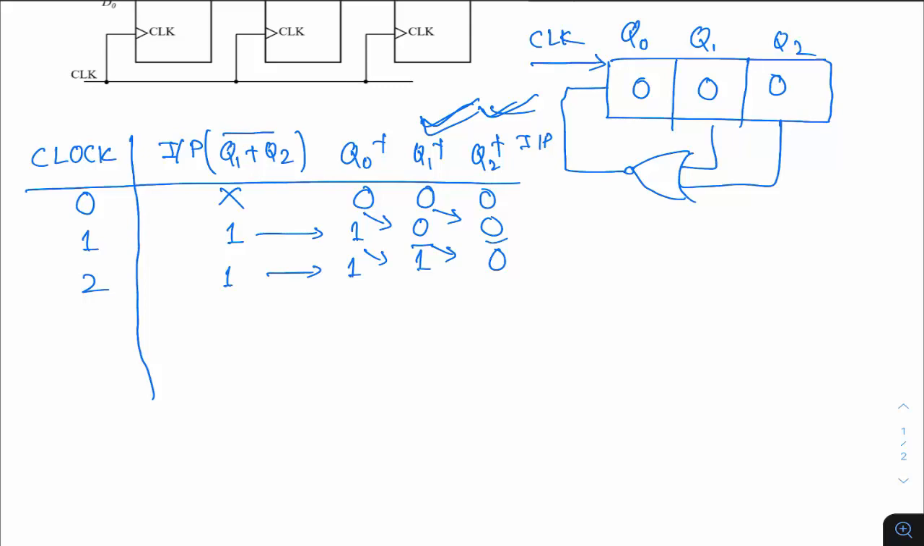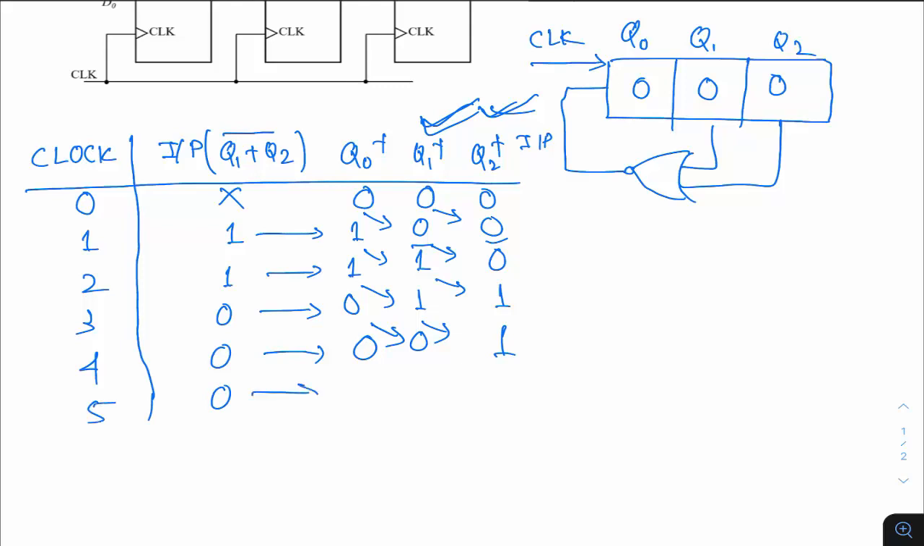So 1 0, if you find the NOR of this, that happens to be 0. Now let me give the third clock. So this is 0, this is 1 and this is also 1. I'll be continuing like this till I get the initial state 0 0 0. Now 1 and 1, if you find the NOR of this, that happens to be 0. So let me give the fourth clock. So this is 0, this is 0 and this is 1. Again 0 and 1 gives 0. So I am at the fifth clock. So this is 0 and this is also 0.